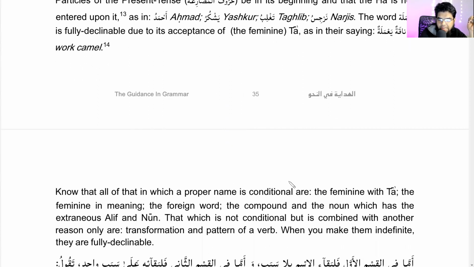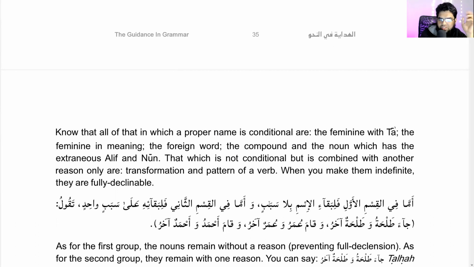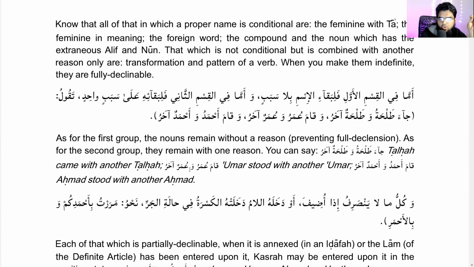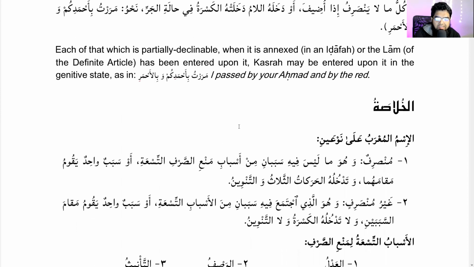So it says names are of two types, right? I mean, he's dividing the feminine with ta, like Talha, and then foreign word, Ibrahimu, and the compound. If you make it nakira, that means you're removing them of reasons, bila sabab. I mean, there's no reason because it's not a name at all now, right? It's not a name. As for adl, it has one reason: فَلِبَقَايَ عَلَى سَبَبٍ وَاحِدٍ. So Umar, why when you make it nakira, does it take tanween? Umarun akharu. It says because they remain with one reason, that is adl. Whatever the reason is, whenever you make it nakira, give it tanween.